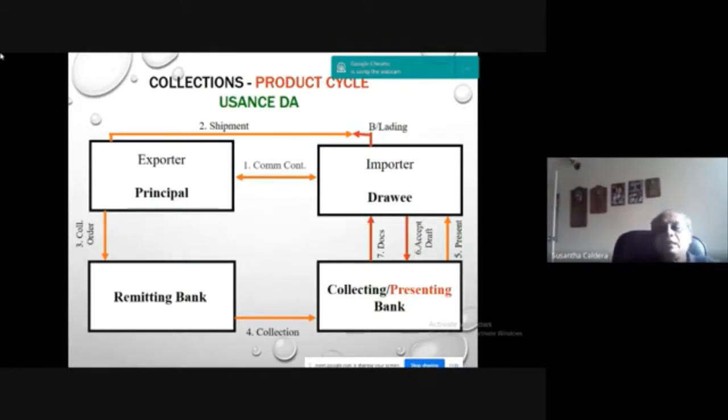Okay. Now, number 5 is when the collecting bank or presenting bank receives the documents, we inform the drawee. That's what we call present. We present the documents. Present but we inform. Then it is a DA.